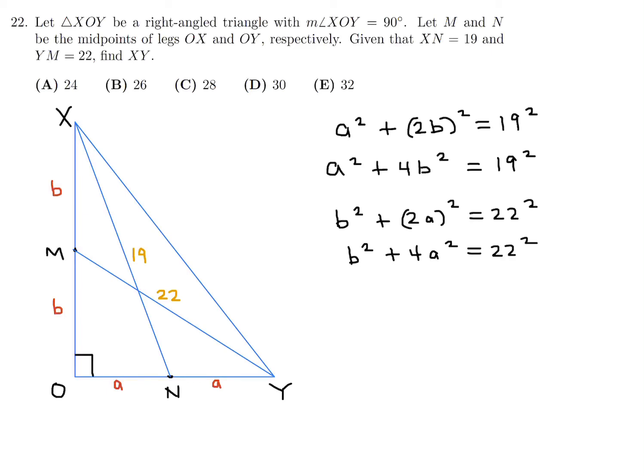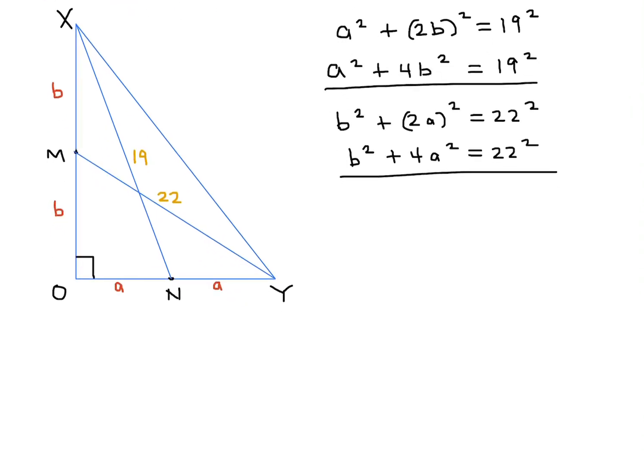Correct? So now we can use these two equations to isolate for one, and we should be able to solve for A and B. And then once we have A and B, we can use the full triangle to find XY right there. So what do we want to do here? Get rid of some variable, right? So we can do that any way you want. It's really up to you, whatever you feel comfortable. There's several ways of going about it.